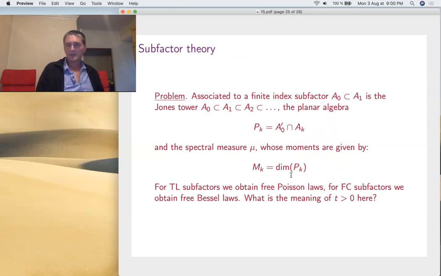Now, for Temperley-Lieb, we get Marchenko-Pastur, free Poisson laws. For Fuss-Catalan subfactors, there is a hierarchy there in subfactor theory. So Temperley-Lieb is level 1, Fuss-Catalan is level 2. Well, we get free Bessel laws, exactly the same hierarchy as in quantum groups or probability. Marchenko-Pastur, free Bessel. Now, the problem with subfactors is that it's not clear what's the meaning of t, the truncation parameter. In quantum groups, we know, because you have a concrete variable there that we can truncate. Here you have no concrete variables. There's no integral there, it's not clear what's t.